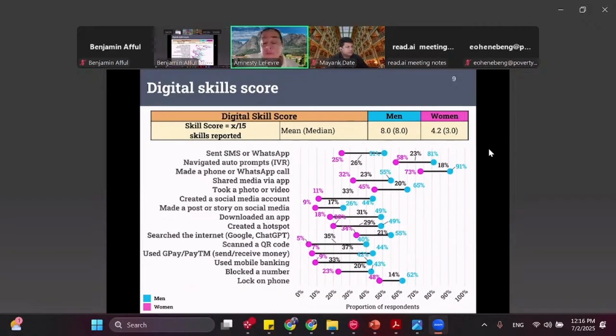So with a snapshot of these two domains of access and skills in mind, I want to hand it over to Mayank, who's going to discuss the broader performance of the full range of factors in the index and give a few examples of how we might use it. Mayank, over to you.